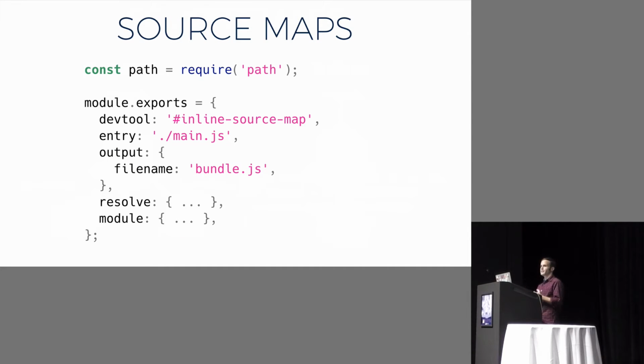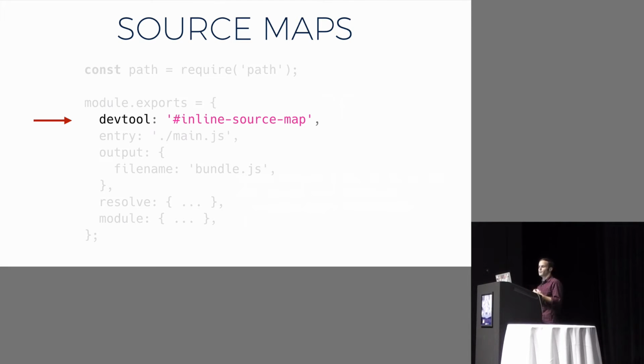So now to get that working in Webpack, all we have to do is add one property called devtool. And in this case, I'm going to provide it the string inline-source-map. There are certain strings that it expects to work. If I didn't provide inline, then it would produce a separate source map file. But I'm going to say just go ahead and append it to the bundle.